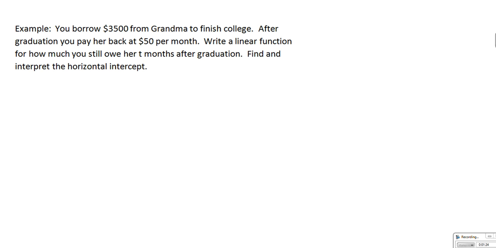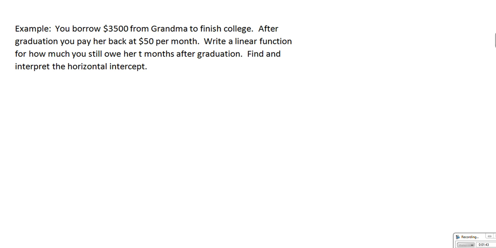So our first example: you're going to borrow $3,500 from Grandma to finish up your last term of college. After graduation, you're going to pay her back at $50 per month. So you want a linear function for how much you still owe her T months after graduation. Find and interpret that horizontal intercept.